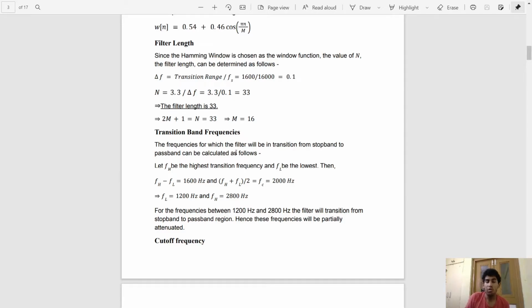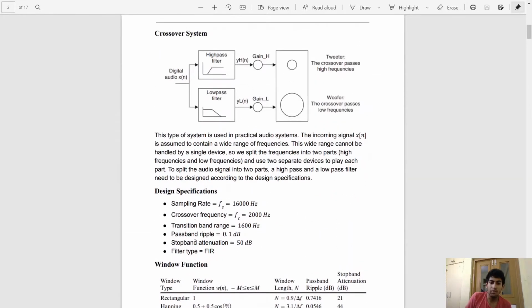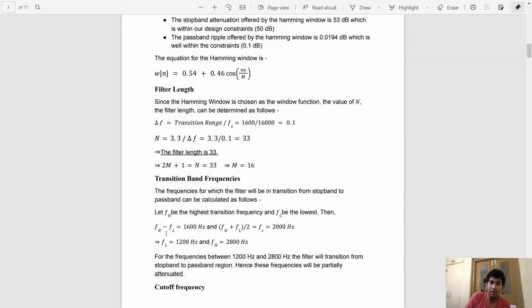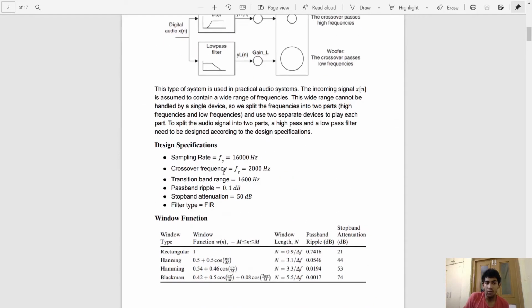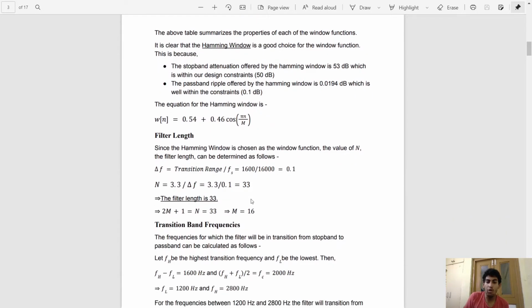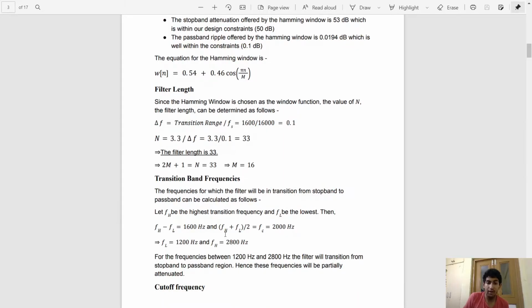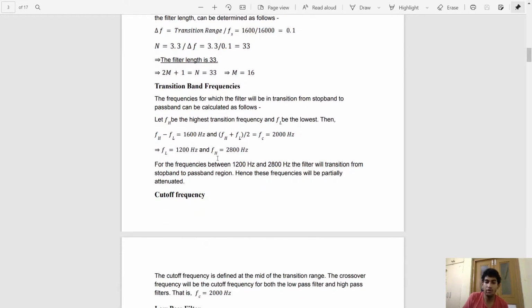The transition band frequencies, FL and FH, are the frequencies where the stop band and the pass band regions are transitioning, and we can calculate this very easily. Since we're given that the transition bandwidth is 1600 hertz, that means that FH minus FL is equal to 1600 hertz. And since we're given the crossover frequency FC as 2000 hertz, the midpoint of the transition band, which is FH plus FL divided by 2, must be equal to this cutoff frequency. Solving these two equations, we get FL is equal to 1200 hertz and FH is equal to 2800 hertz.